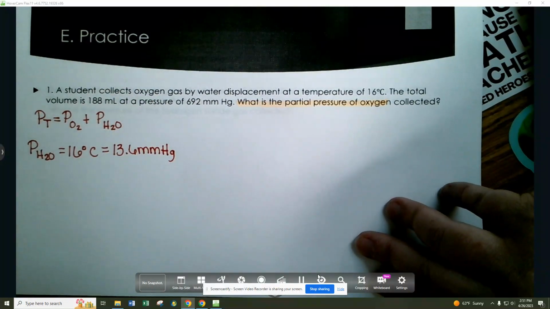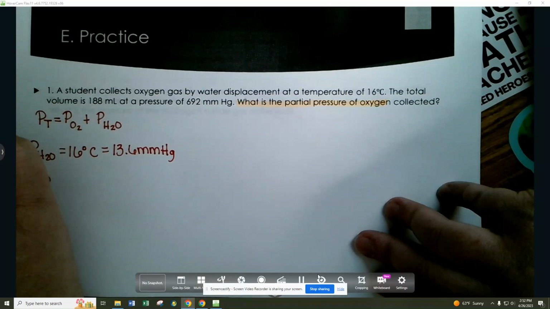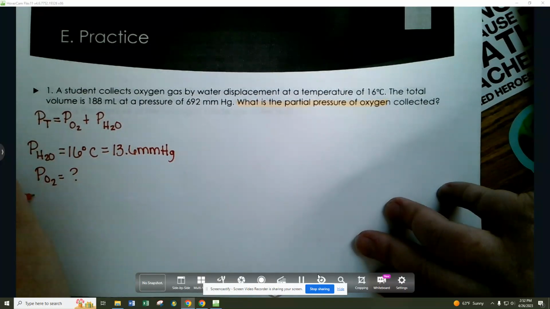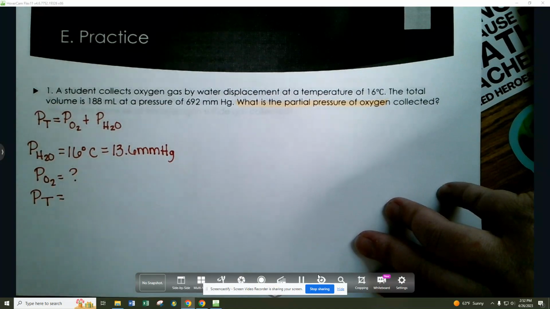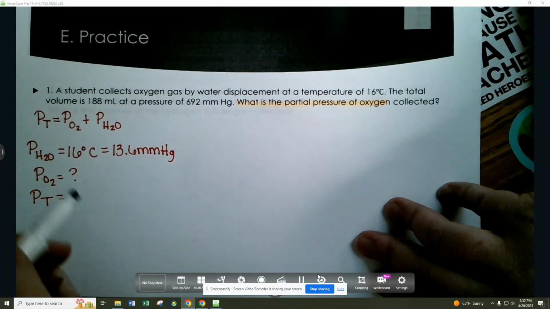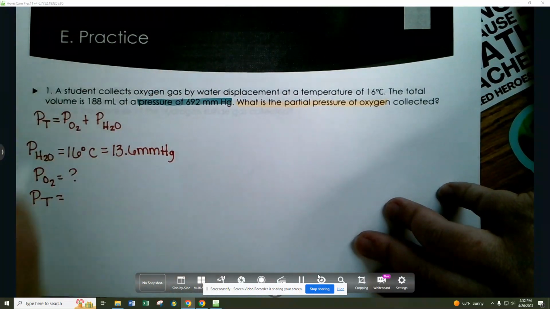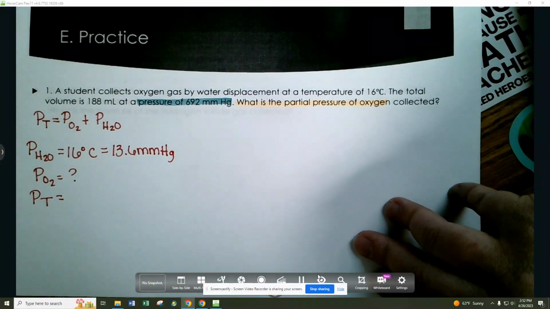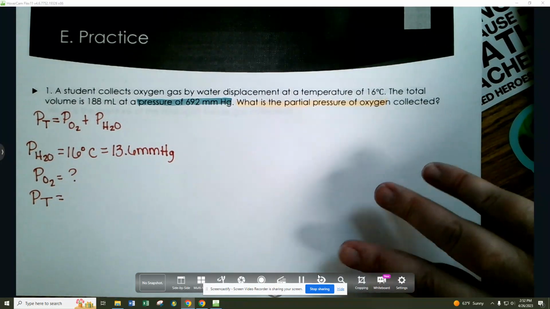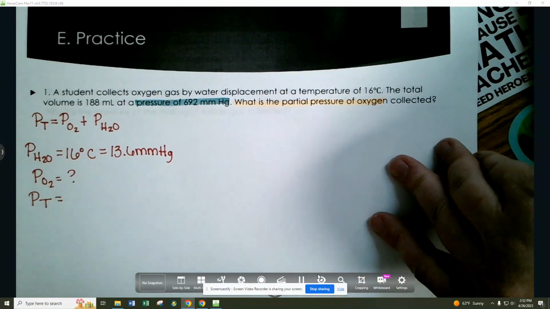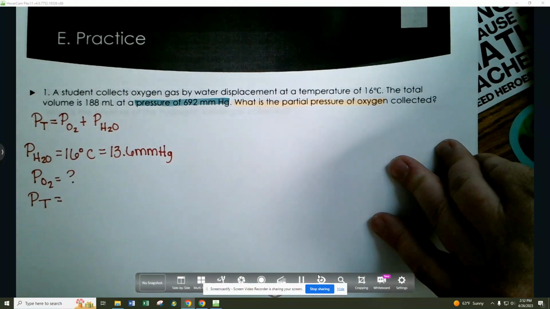Okay. So how in the world do we get our missing piece of the pie? Because again, we're solving for the pressure of the oxygen. Okay. So the only thing missing is the total pressure. When you look at this, it tells us that it was collected at a pressure of 692. So unless you have a barometer to tell you the pressure of the room and conditions you're working at, you have no way of knowing the total pressure. Okay, so that typically has to be given to you if you are solving for the pressure of the gas.